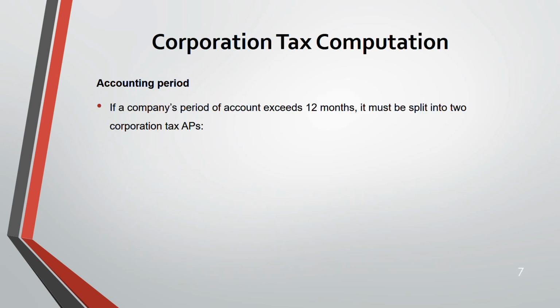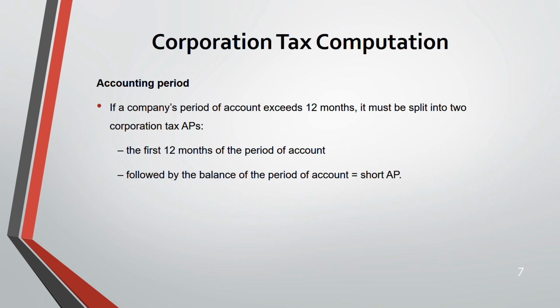Now, if the period of account exceeds 12 months, you have to split it into two corporation tax accounting periods. There will be two corporation taxes. The first tax will be on the first 12 months of the period of account. The next will be on the remainder. Usually it's the short accounting period, less than 12 months. Let's say 12 months and 6. Or let's say you have prepared the accounts for 18 months, so first 12 months and the remaining 6 months. Or let's say 14 months, so first 12 months and the remaining 2 months.